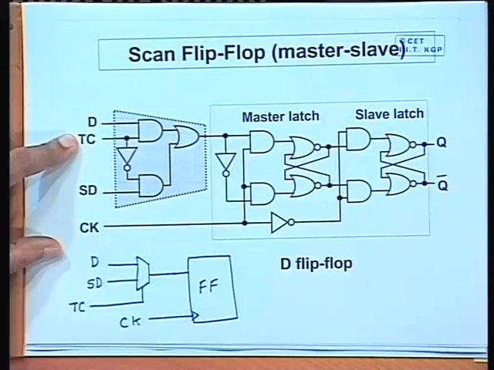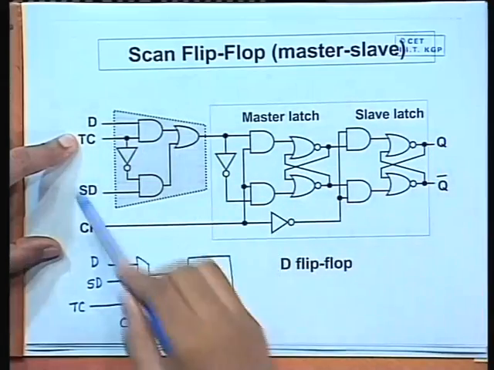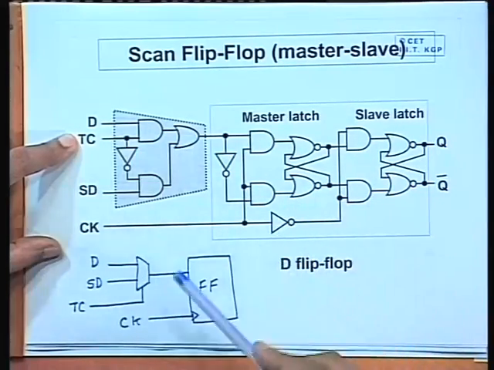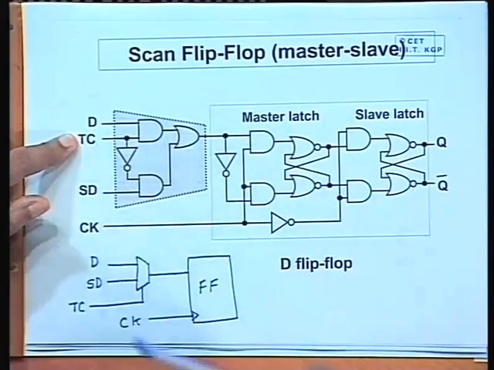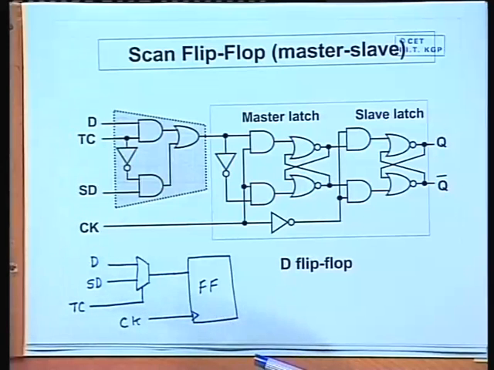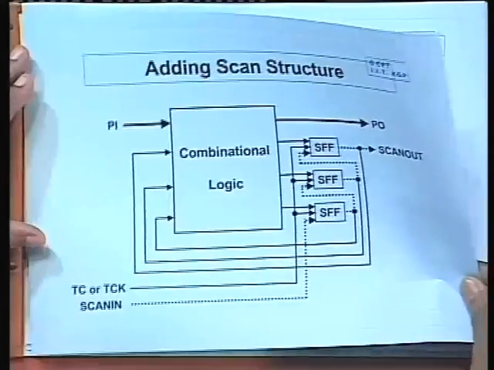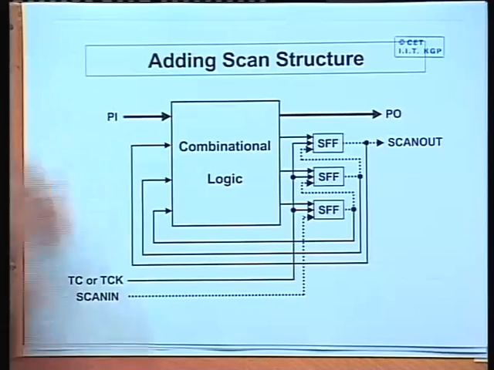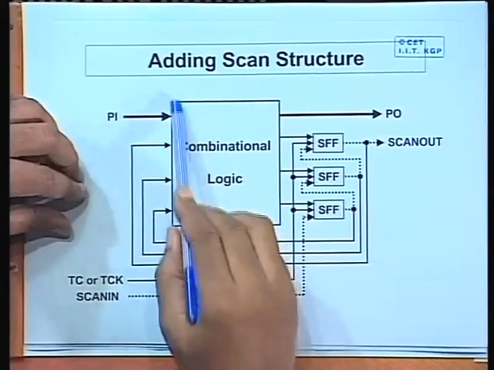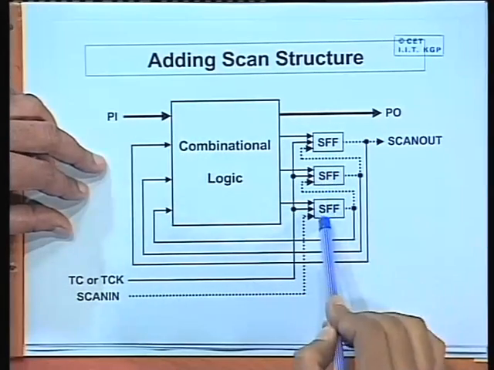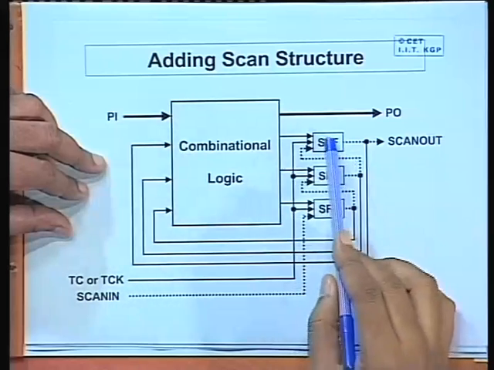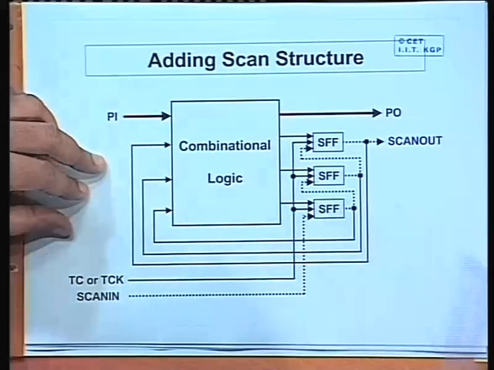Now, let us see how this kind of a structure can be configured so that in the test mode the flip-flops behave as a shift register. Let us see. The modification is done like this. Normally, we had a combinational logic, some flip-flops with feedback. Now, these flip-flops have been converted into scan flip-flops.